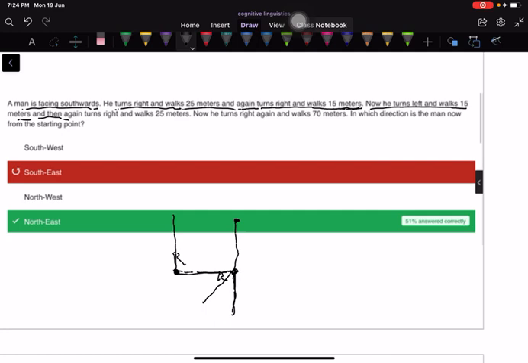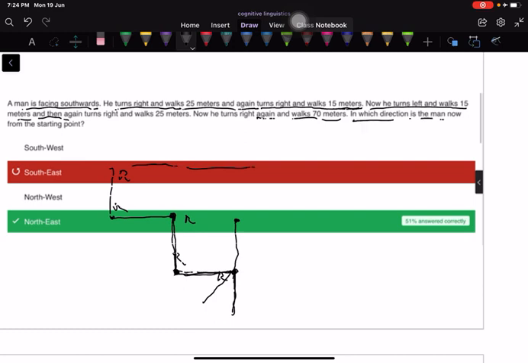Now he turns left. Walked here, so this is his right. Now turns left and walks 15 meters over here, and then again turns right and walks 25 meters, turns right again and walks 70 meters. This is his right, walks 70 meters.